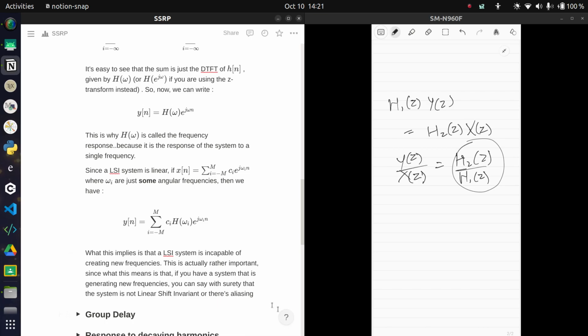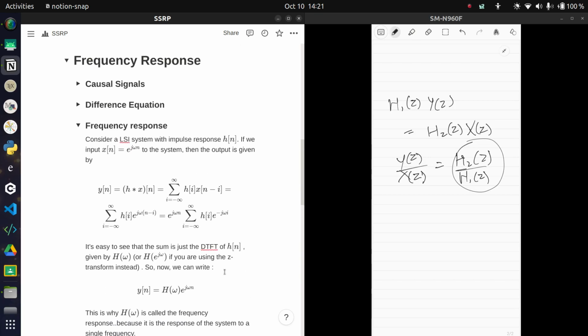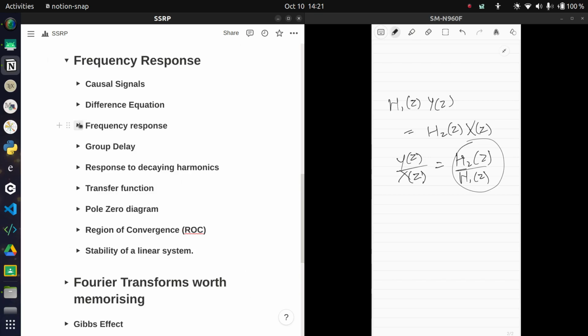Cool. And for continuous signals, there's no concept of aliasing, so you just have, this is not linear shift, this is linear time invariant. Okay, cool. That's frequency response.